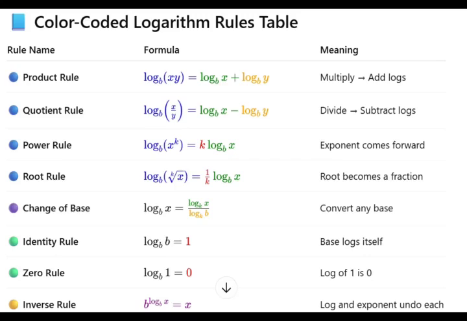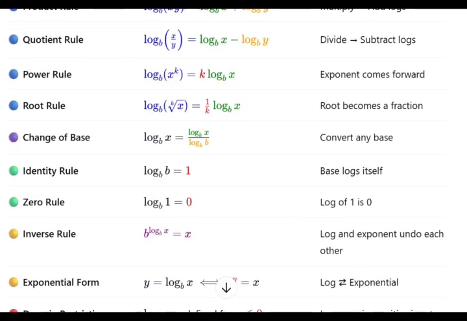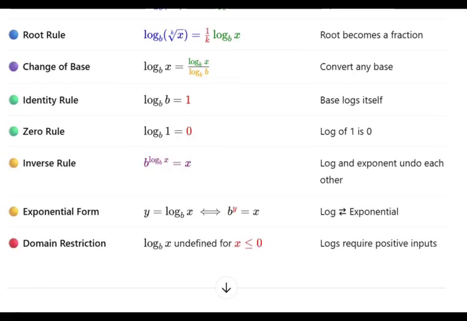Identity rule, log of the base results in 1. Zero rule, log of 1 results in 0. Inverse rule, log and exponent undo each other. Exponential form, log and exponential forms can be exchanged. Domain restriction, logs need positive inputs.